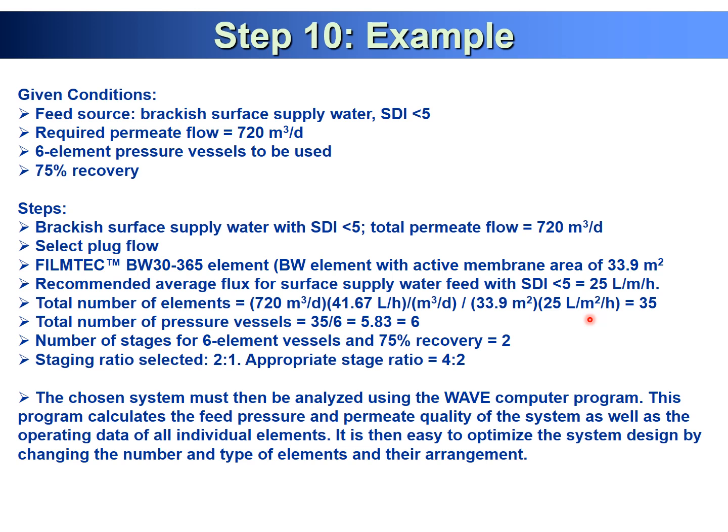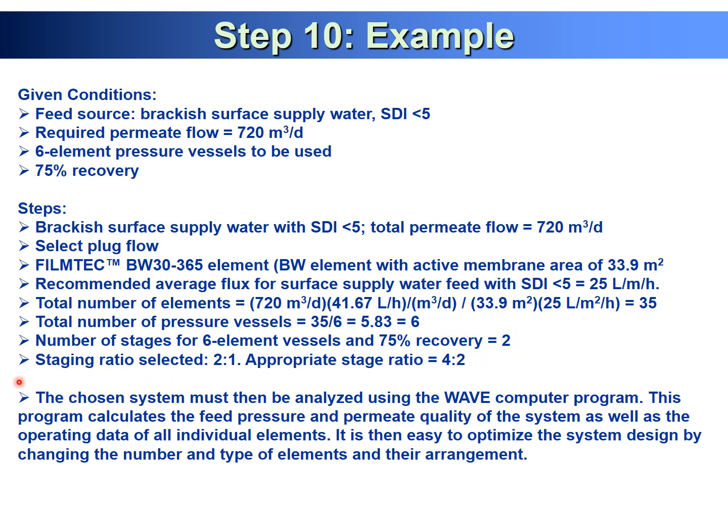So the total number of elements is around 35, and with 6-element pressure vessels, we divide 35 by 6, which is about 5.83, so we need 6 pressure vessels. Number of stages for 6-element vessels at 75% recovery: we need 2 stages to recover 75%.